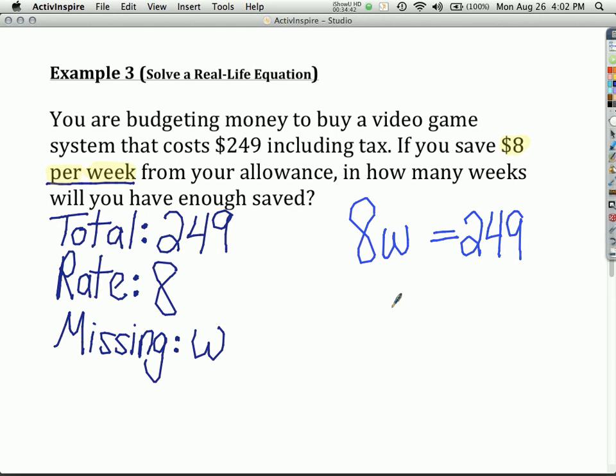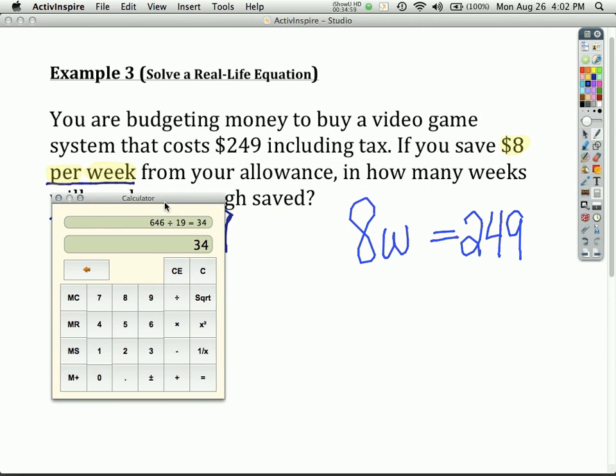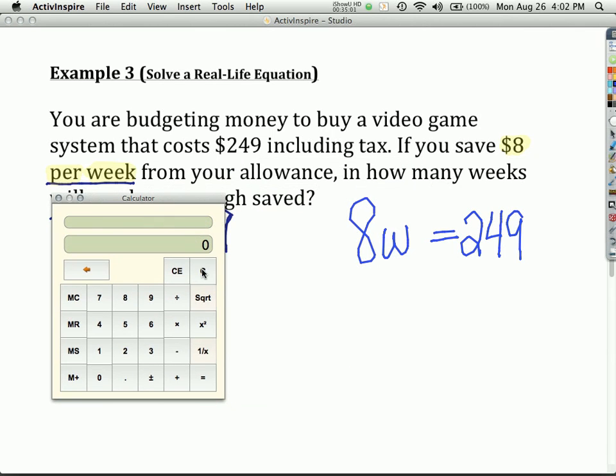And so, how many weeks is it going to take? You already said it. What do you think? 32. Well, Alyssa, we do division to solve this. What do I divide? 249 divided by 8. I got 31.125. So where'd you get the 32 from?